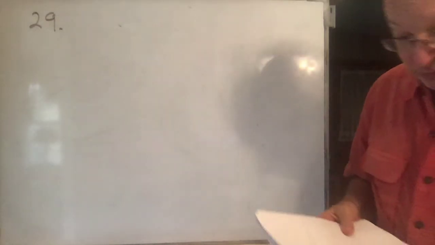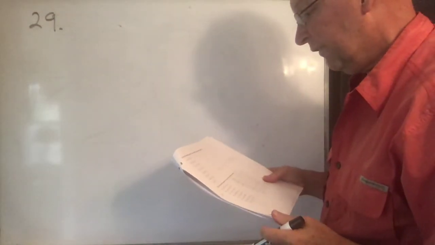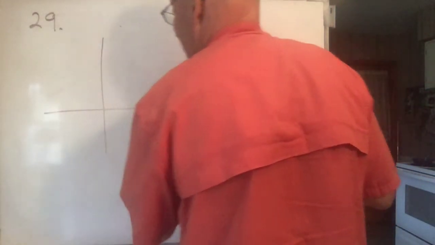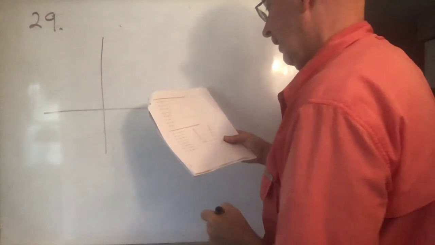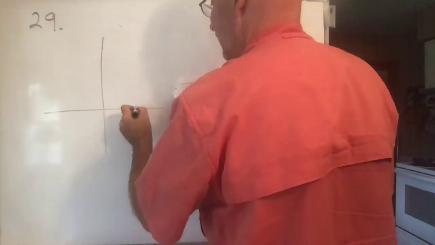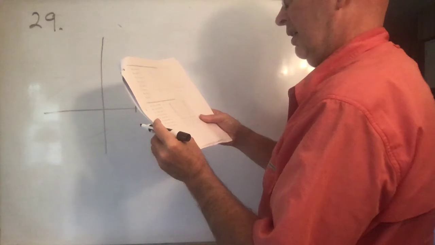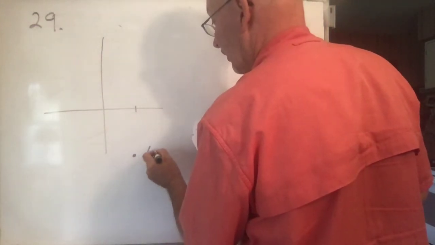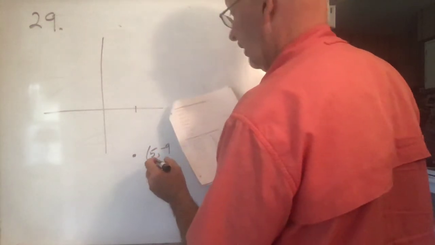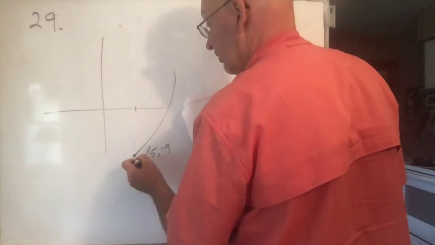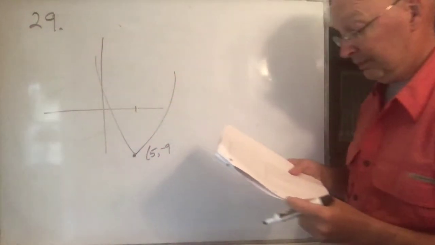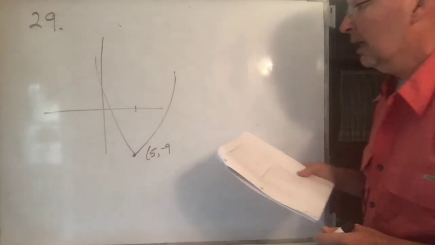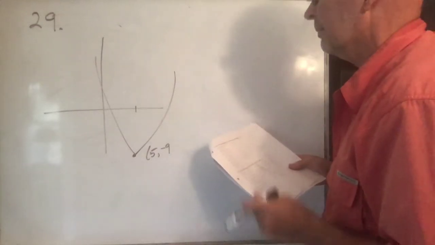Number 29, do the same sort of thing with a parabola. Given the following graph of a parabola, identify the equation. Okay, these are all good problems. Here we have one that has the vertex at 5, looks like negative 9. So here you are at 5, negative 9, that's the vertex. And it goes through like this, goes through like that. That's not a very good looking parabola, is it?